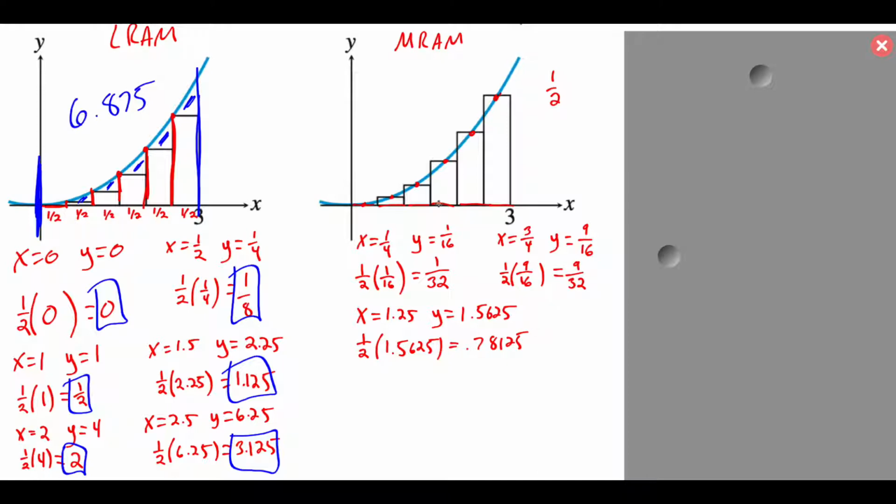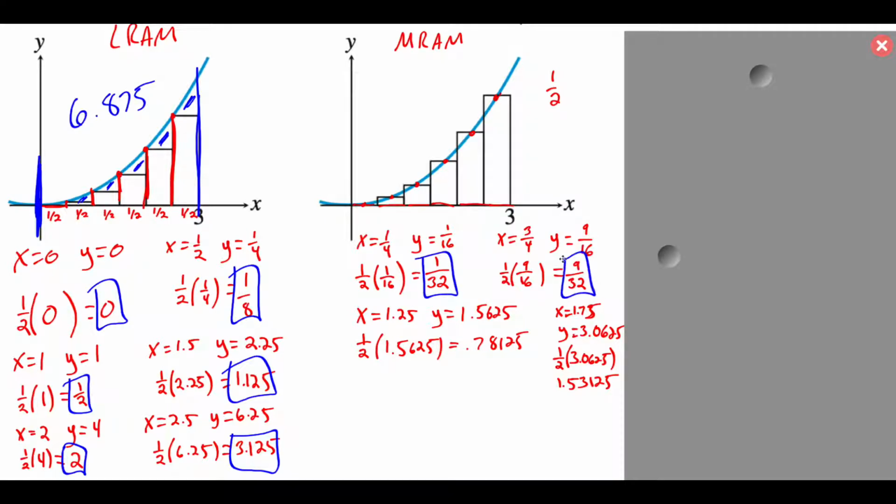0.78125. Now my next rectangle runs from 1.5 to 2, so that's going to be an x value of 1.75. If I plug that into my function and square it, that's going to be a y value of 3.0625. And then again, to find the area of that rectangle, I'm going to take the width of 1/2 and multiply by that height of 3.0625. And if I type that into my calculator, I get an area of 1.53125. And I'm starting to run out of room a little bit in here.